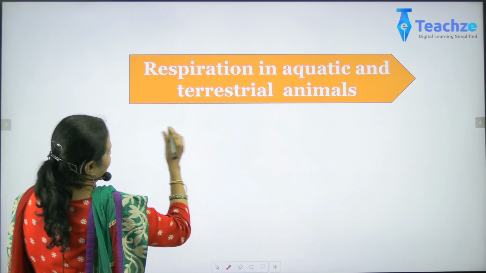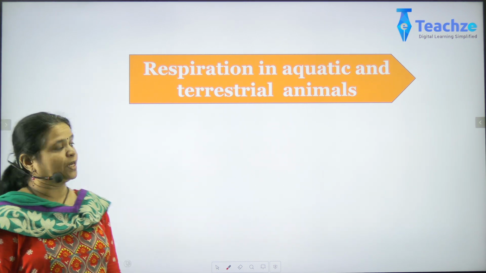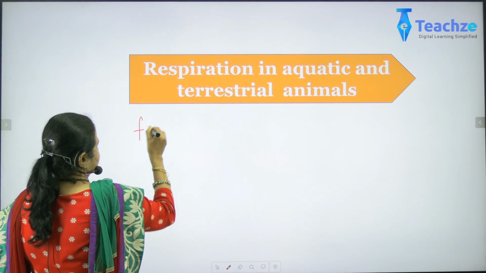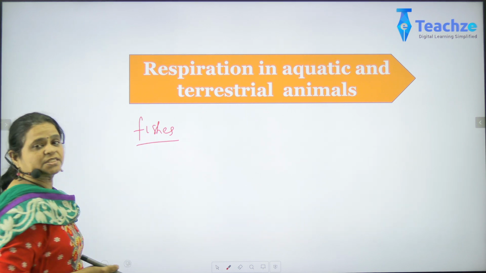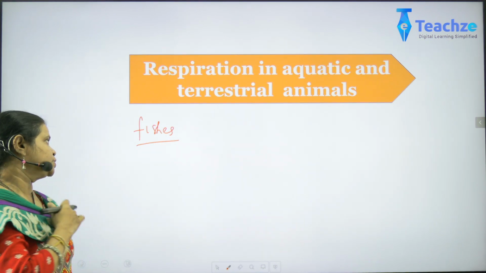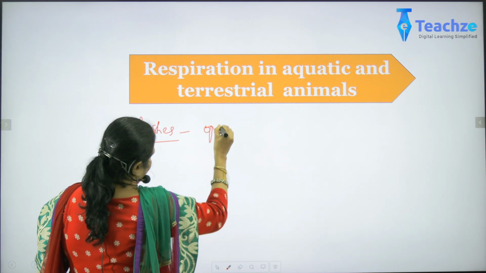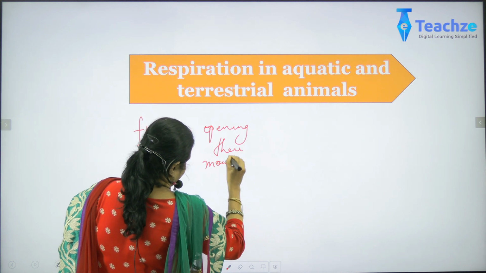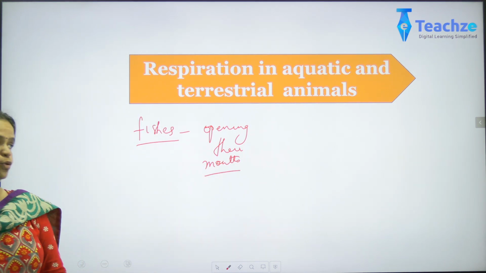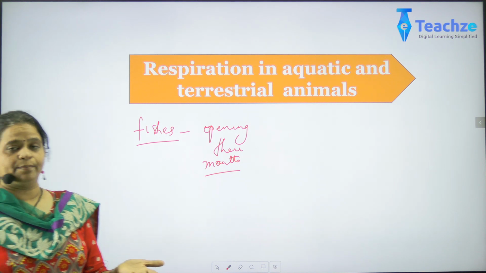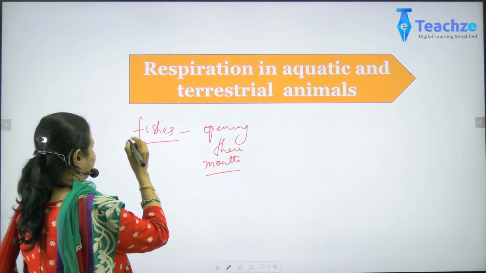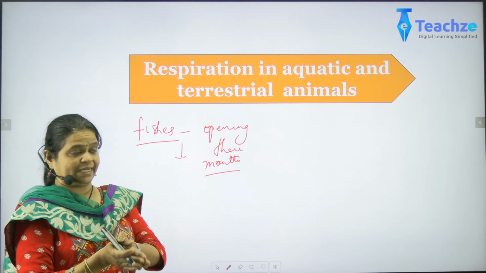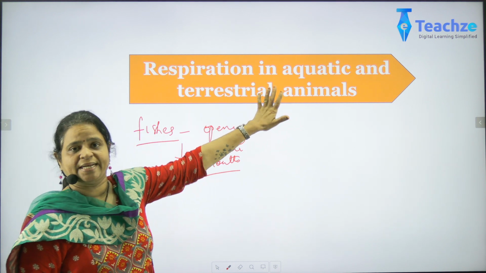Now, what is the difference between respiration in aquatic and terrestrial animals? We all know fishes, and we must have seen that fishes come out sometimes to breathe in. And also you see fishes constantly opening their mouths. Why do they do so? They do this because they want to take in more oxygen. Why is it like that? Which doesn't happen in normal terrestrial animals.